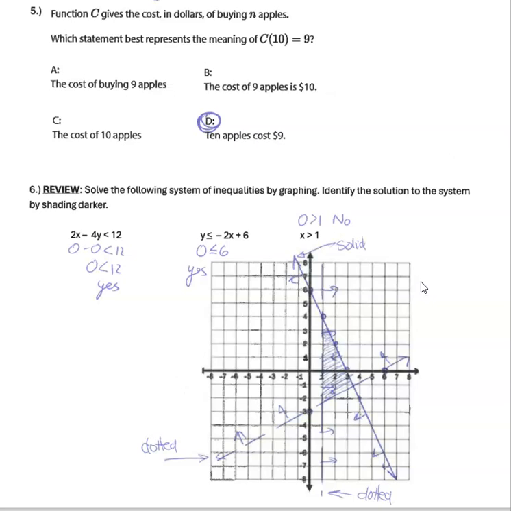And then I tested (0, 0), and since (0, 0) did work, 0 is less than 12, I shaded towards (0, 0). The next one I started at 6. I went down 2 over 1. It was a solid line. And when I tried (0, 0), 0 is less than 6. So that worked, so I shaded towards (0, 0). And then the last one, that is a vertical line at 1. I tried (0, 0). Is 0 greater than 1? It is not, so don't shade towards 0, shade in the opposite direction. And you can see the part that I shaded would be the solution to the system because it would be shaded by all of them.